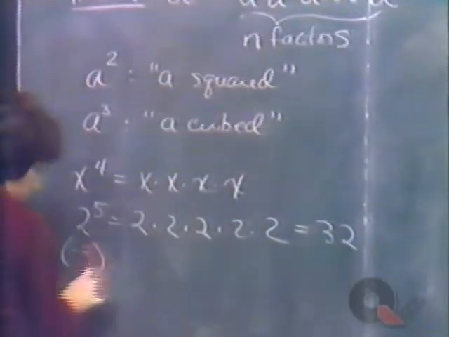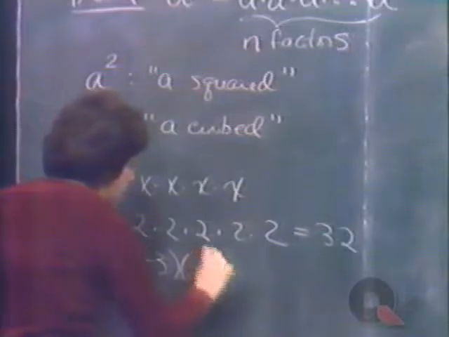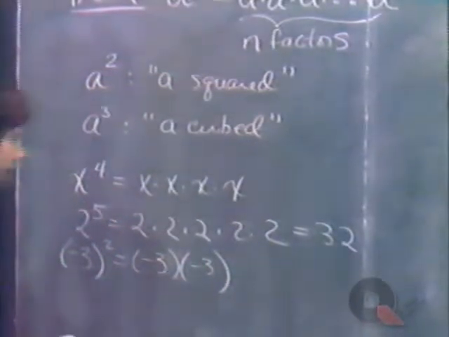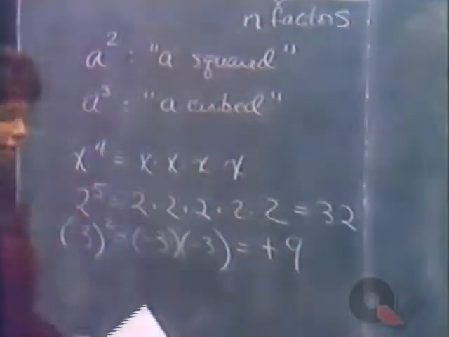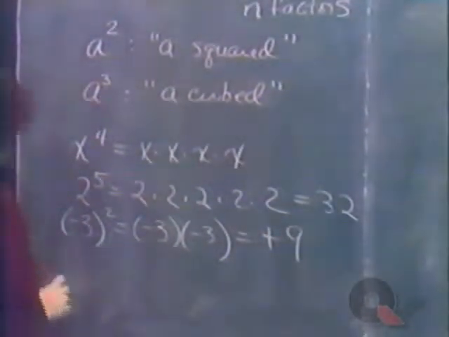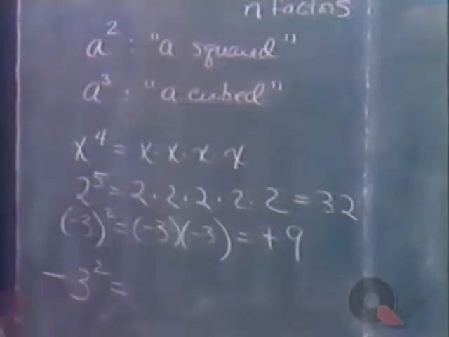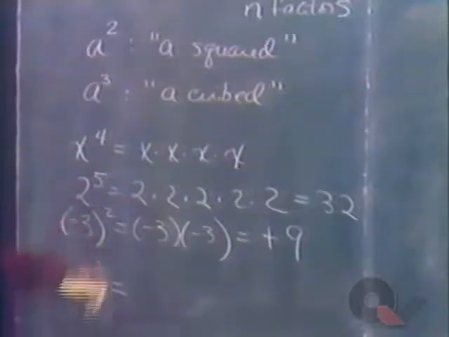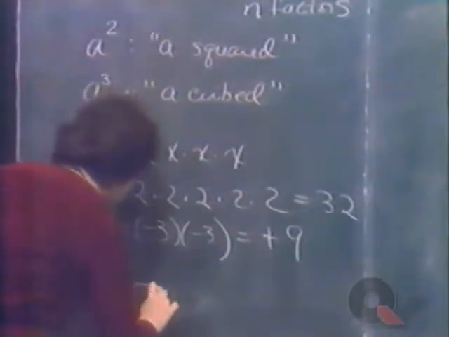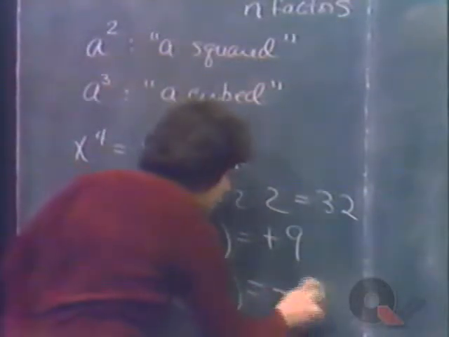Minus 3, in parentheses, squared, means minus 3 times minus 3. Minus 3 to the second power, that is plus 9. Minus 3 times minus 3, that's plus 9. However, minus 3 squared, by order of operations, this multiplication is going to occur first, and then we'll take the opposite of that. It's minus 3 times 3, which is minus 9.